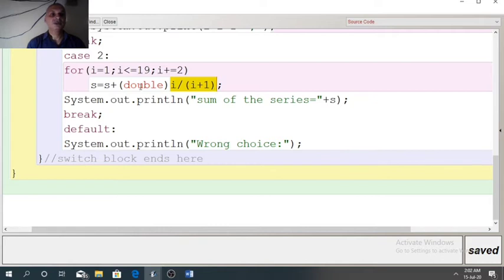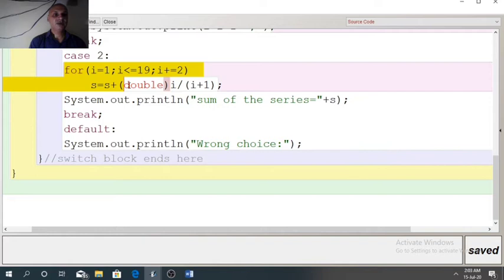So if we don't use this double, 19 by 20 will become 0. So without double, all the elements of the series will become 0 and their sum will also become 0. Now with typecasting, we will get 19.0 divided by 20. So whatever will be the value, that value will be added in the previous sum. Now this loop will run 10 times and all the 10 terms of the series will get added in the variable s.